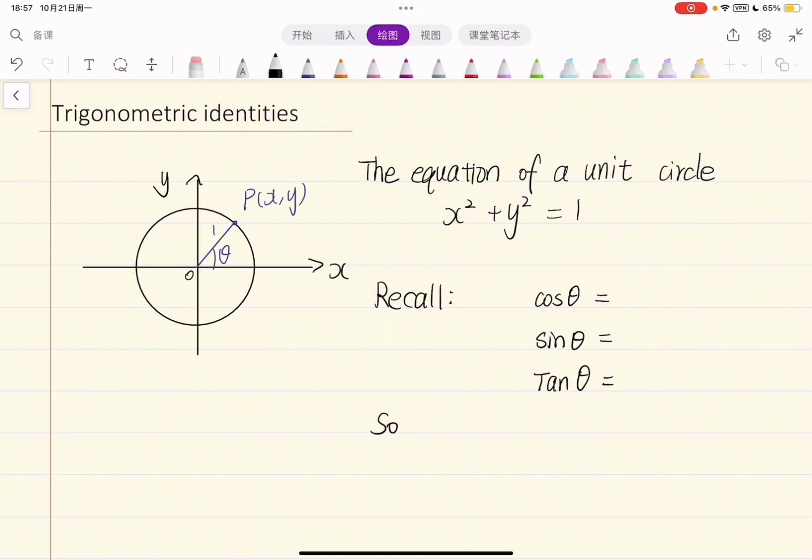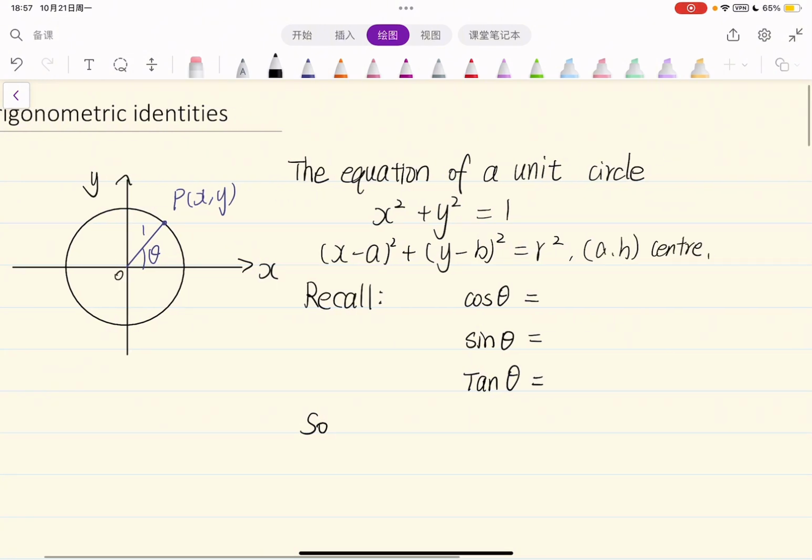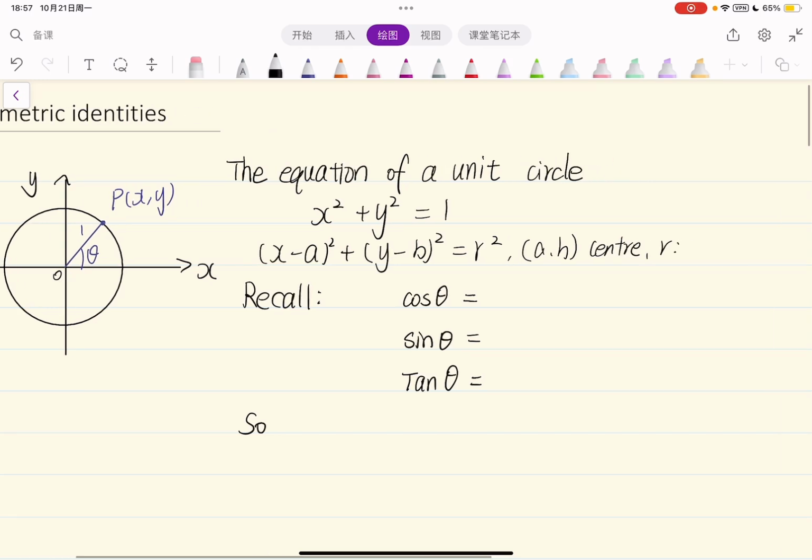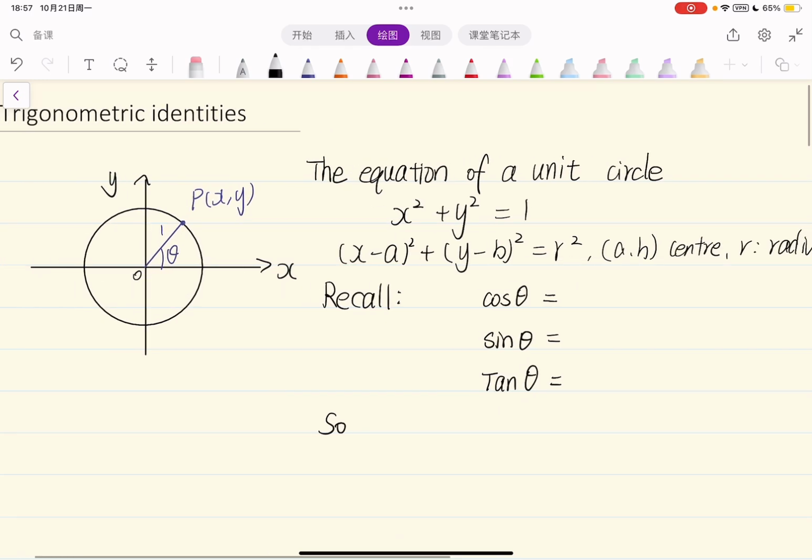Hope you remember that in general the equation of the circle is (x minus a) squared plus (y minus b) squared equals r squared, where (a, b) is the center and r is the radius. So for the unit circle, we have the equation x squared plus y squared equals 1.